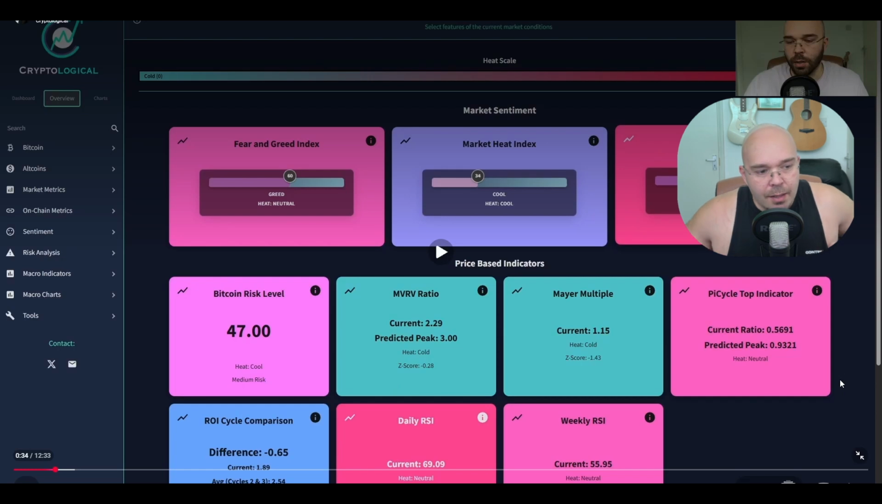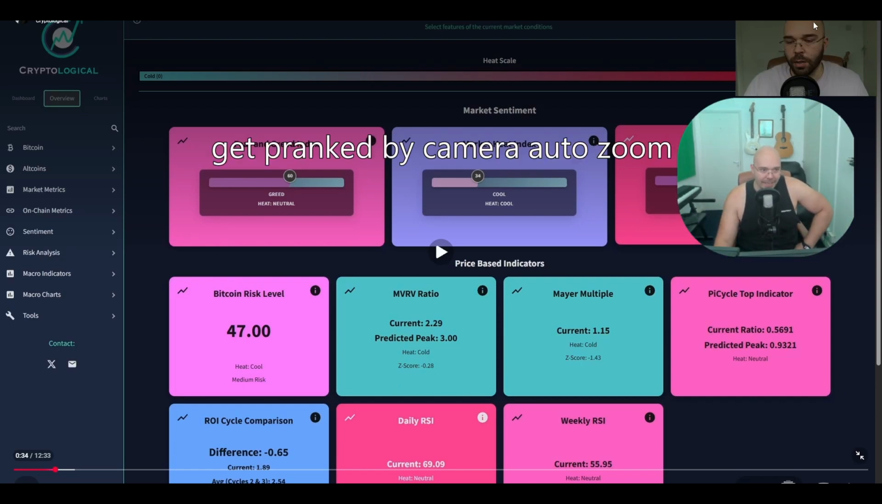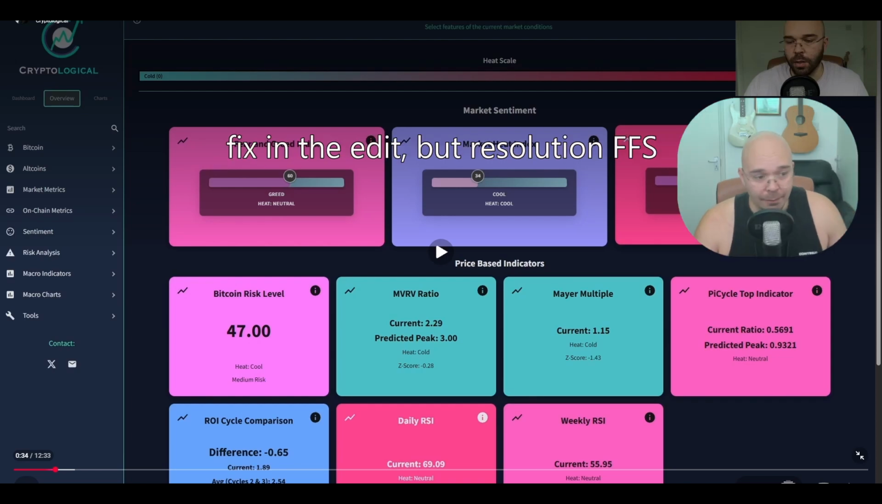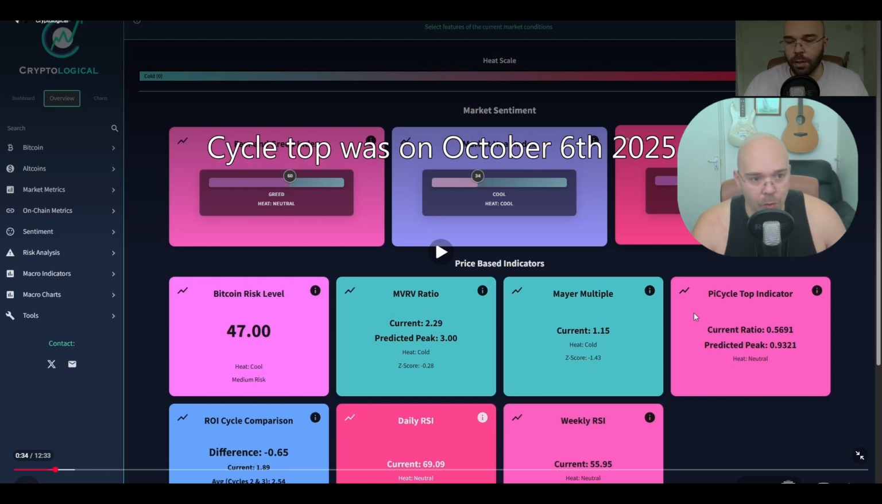Right, so you can see these are kind of pinkish in color. That means they're getting towards the overheated end of the scale. But not all of them are, and they're not right up there. It doesn't suggest the market cycle's coming to an end. However, this was on October the 7th, I believe.